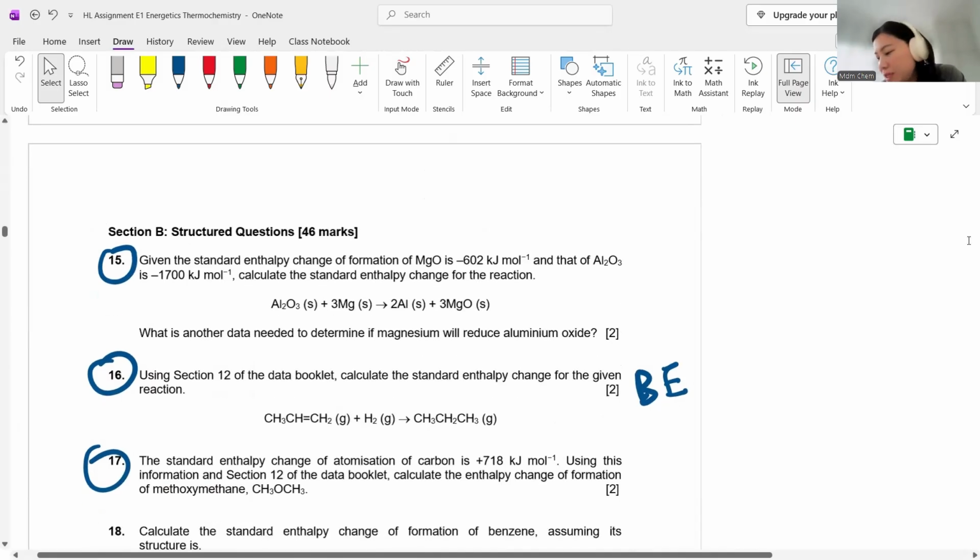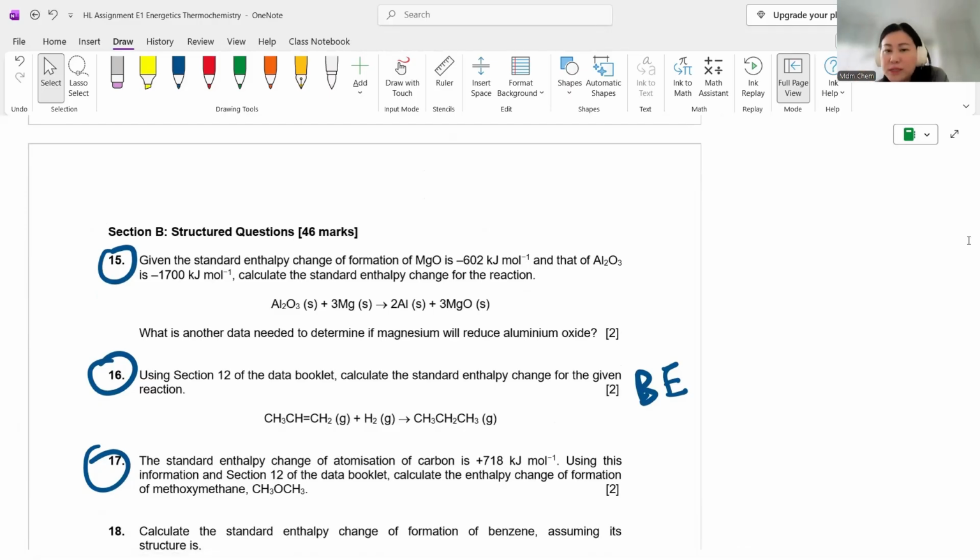So question 15. They say that the formation of MgO is minus 602 and Al2O3 is minus 1700. Calculate the enthalpy change. So we are given formation data. So formation and formation, it's very straightforward. Just products minus reactants. So this is product and then this is reactant.